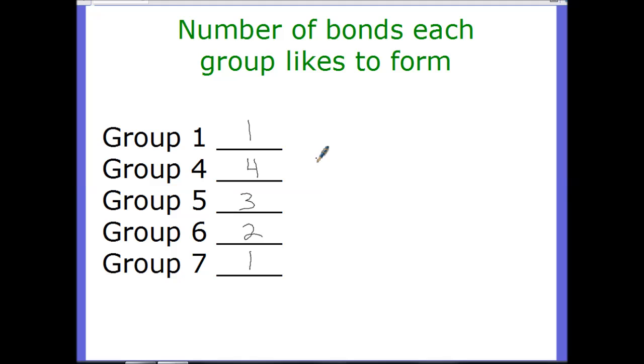When you're drawing your Lewis structures, keep this in mind. Try to make sure you make the appropriate places for making double or triple bonds. You don't want to really make a double bond with Group 7 because it only likes to form 1 bond. So try to follow this as close as you can.